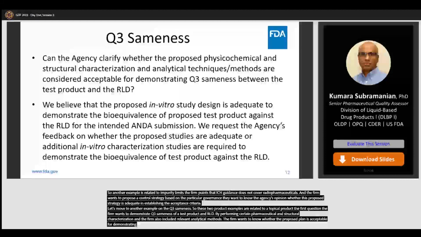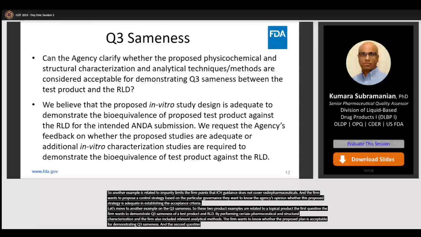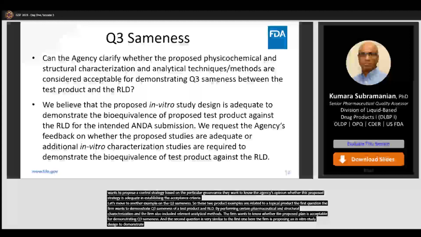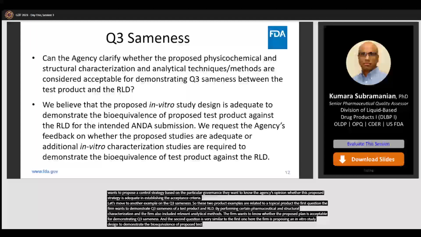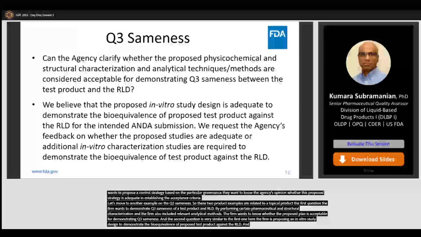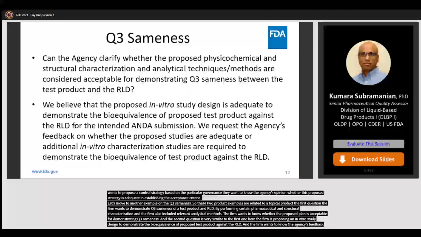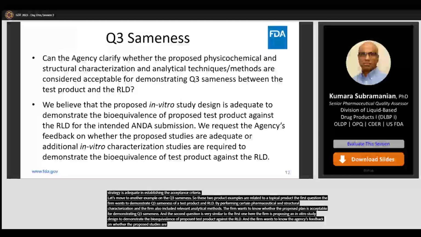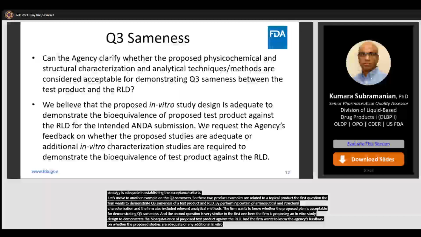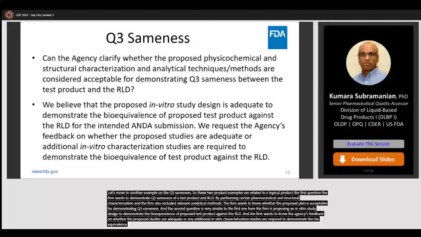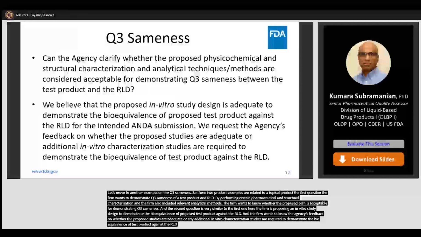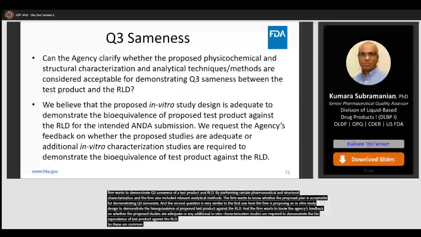And the second question is very similar to the first one. Here the firm is proposing an in vitro study design to demonstrate the bioequivalence of the proposed test product against the RLD. And the firm wants to know the agency's feedback on whether the proposed studies are adequate or whether any additional in vitro characterization studies are required to demonstrate the bioequivalence of the test product against the RLD. So these are the common questions that we receive for topical products.